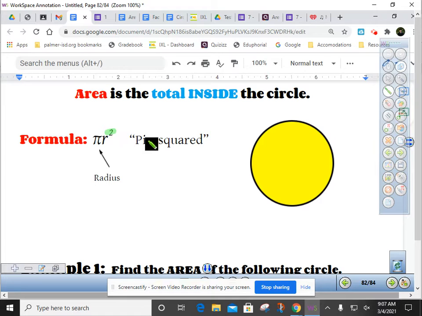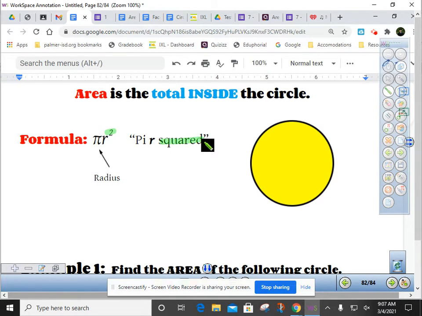This right here, that is not a 2. Say that out loud. That is not a 2. That is a symbol. That's what it means. What does it mean? Squared. It means squared, okay? How do you square a number?